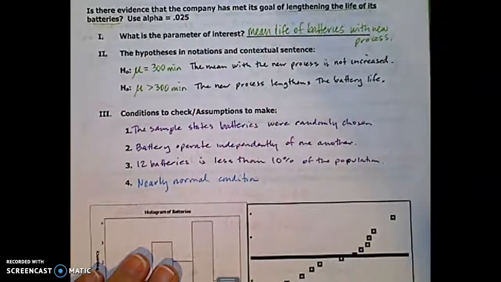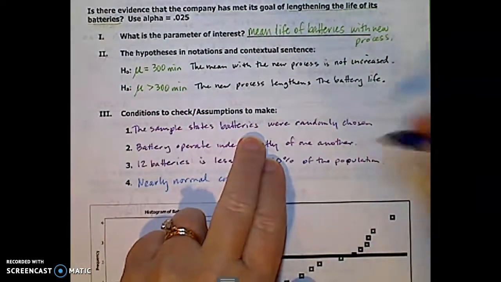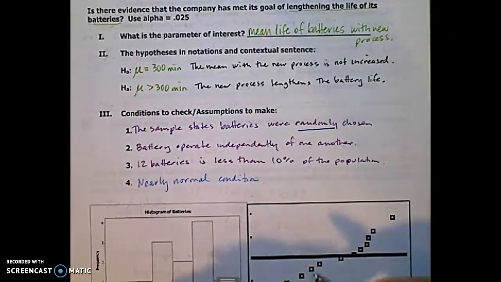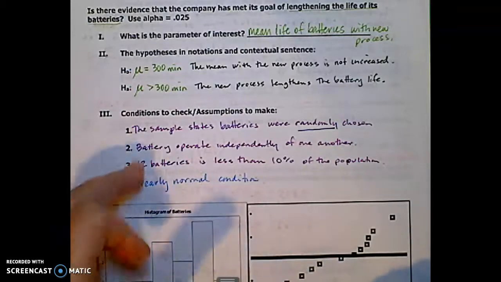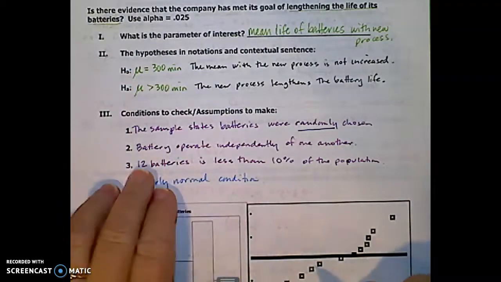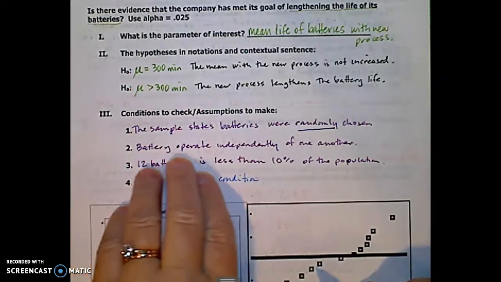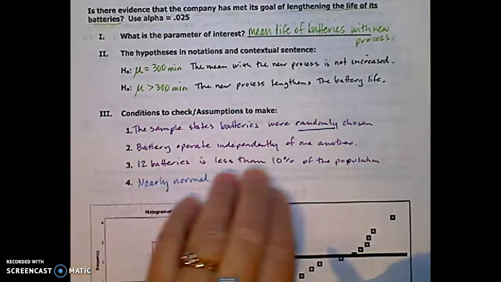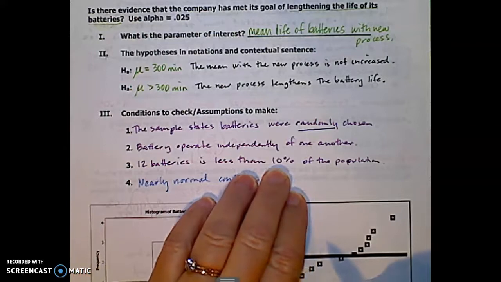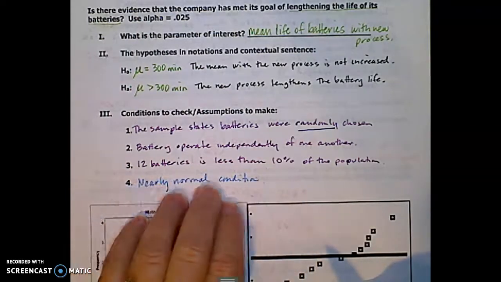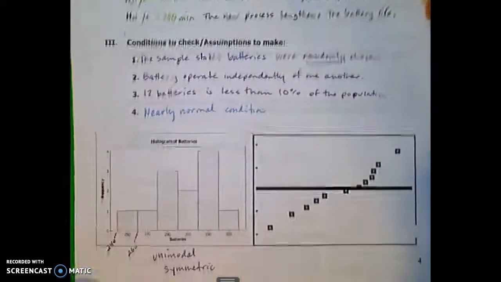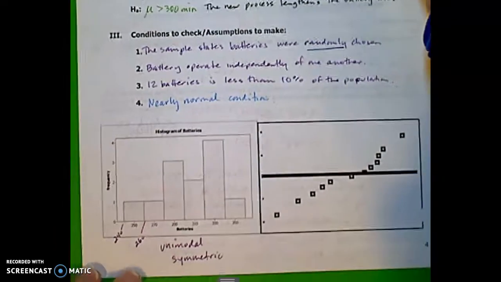All right, so our assumptions and conditions. The sample states that the batteries were randomly chosen. The independence assumption, you could list it as an assumption here or not. I do on this one. The batteries operate independently of one another. 12 batteries is less than 10% of the population of all these batteries. And we need to look at the nearly normal condition. We need to see if our 12 batteries are normally distributed.